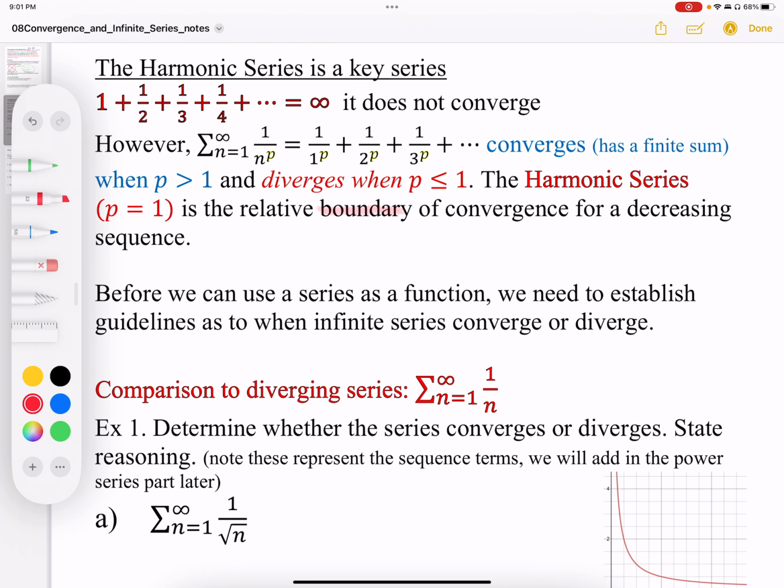So we need to establish some guidelines as to when the infinite series converges and diverges. One of our informal tests is going to be just comparison, and one of the comparisons we can make is to the harmonic series. Although this is an informal test, it's a valid test. If we can establish that it converges based on an informal comparison, then it's valid and we can say that it converges. This is what we need. We're going to be able to use this for our purposes.